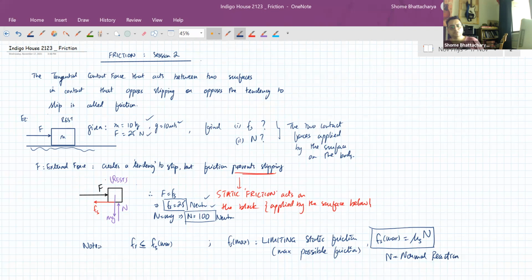The other one is the coefficient of static friction, which depends on the material of the surfaces. We discussed this last time. It is a material property of the two surfaces in contact. Surfaces which have more roughness will have a larger value of coefficient of friction, like concrete against concrete. But polished wood on polished wood, or stone on polished marble, will have a lesser coefficient of static friction. So this depends on the nature of the surfaces.